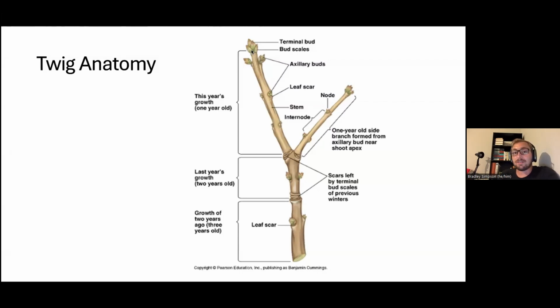So in our buds, we have those at the end, the terminal or apical bud. And along the side, we have axillary or lateral buds. When a leaf falls, it leaves a leaf scar. Where leaves occur, it's at a little thing called a node. And those are the most important terms for our twigs.